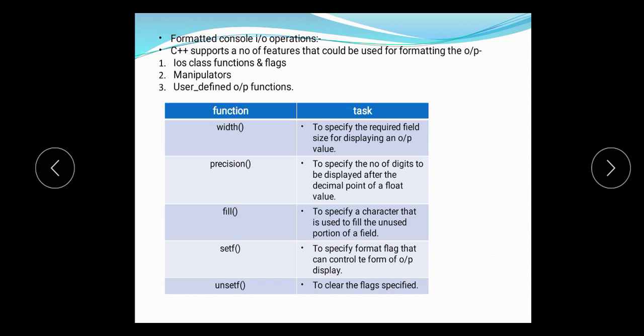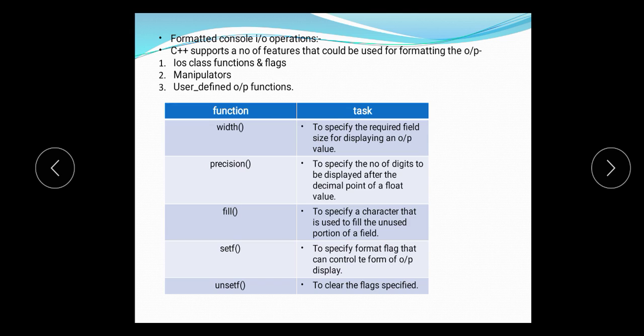Next is fill. The task of the fill function is to specify the character that is used to fill the unused portion of a field. Suppose you have set the width of your output as 10, and if you print only 4 characters in that width of 10, then the remaining 6 positions you can fill with any other character with the help of the fill function.